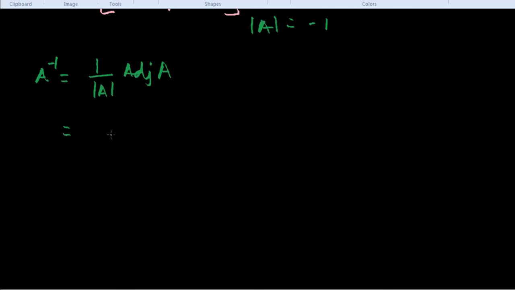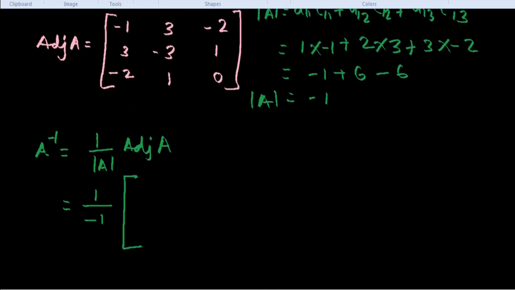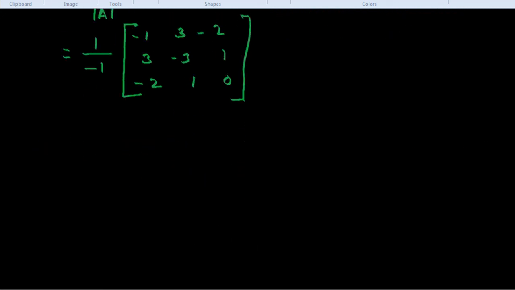So we put 1 over minus 1, and the adjoint matrix, as we know, is minus 1 3 minus 2, 3 minus 3 1, minus 2 1 0. This is the adjoint matrix, adjoint A. We multiply by the negative sign inside, and we get 1 minus 3 2, minus 3 3 minus 1, and 2 minus 1 0. This is the A inverse we have got.